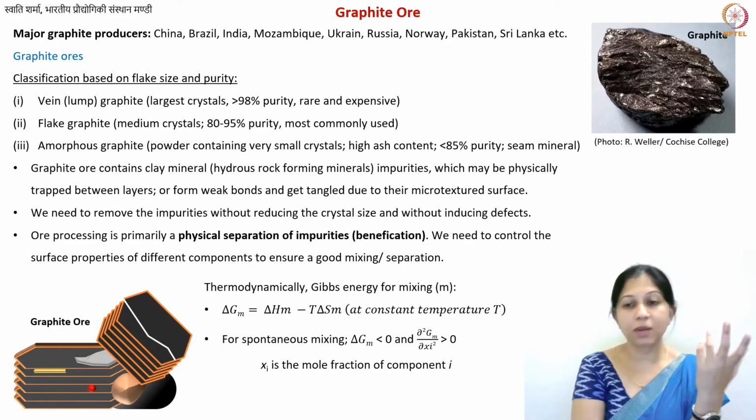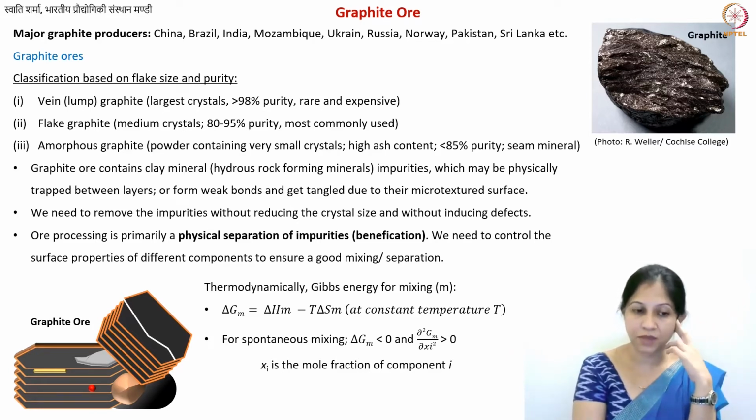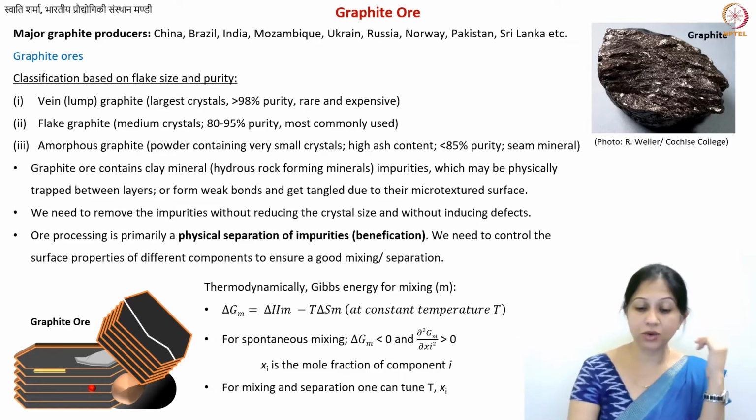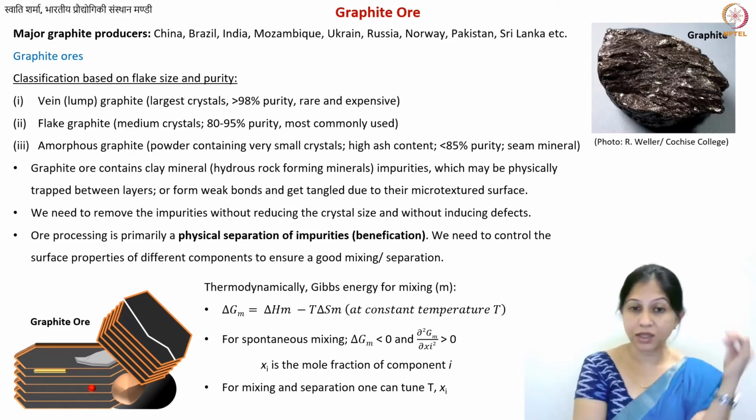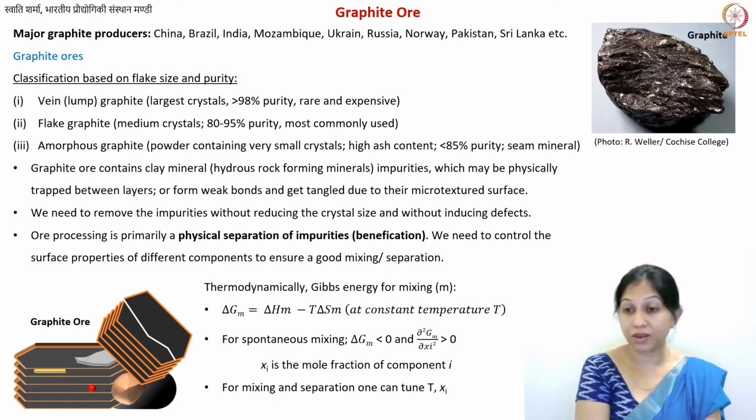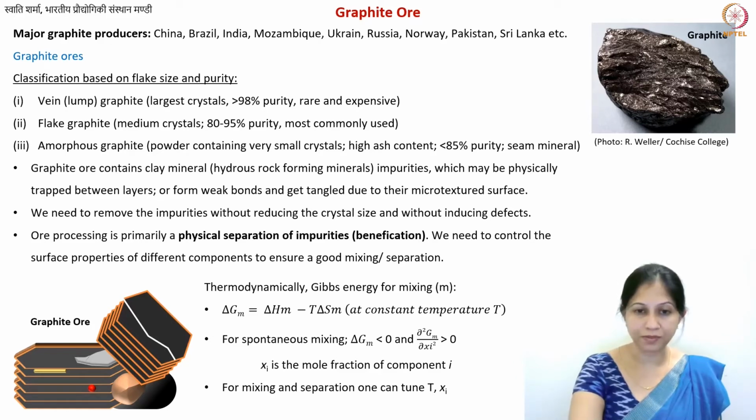Now you can play with these things. You know that this is your thermodynamic relationship. And now what are the things that you can vary? You can vary the temperature. Another variable is the mole fraction. Mole fraction may not always be in your control, because it depends on whatever your mineral contains, but sometimes you can also additionally add certain impurities if you want to play with this relationship, and if you want to purify your material or your ore.